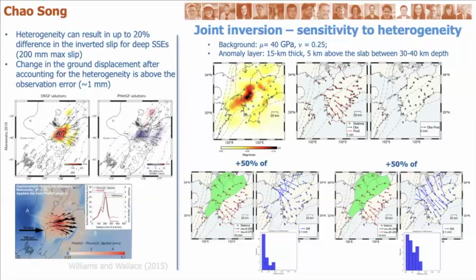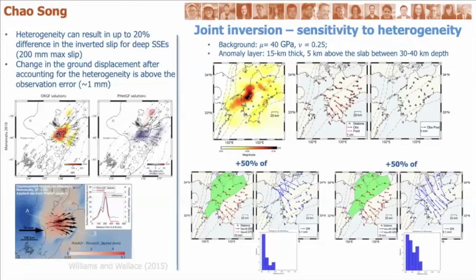So it turns out that for the deep slow slip events, heterogeneity can result in up to 20% difference in the slip. And changes in the ground displacement, if you account for the heterogeneity, are above your location error. Let's say your ground displacement is on the centimeter scale and your location error is 1 millimeter. So you're able to see that variation if the ground is actually heterogeneous. And then we try to do some synthetic tests as well.